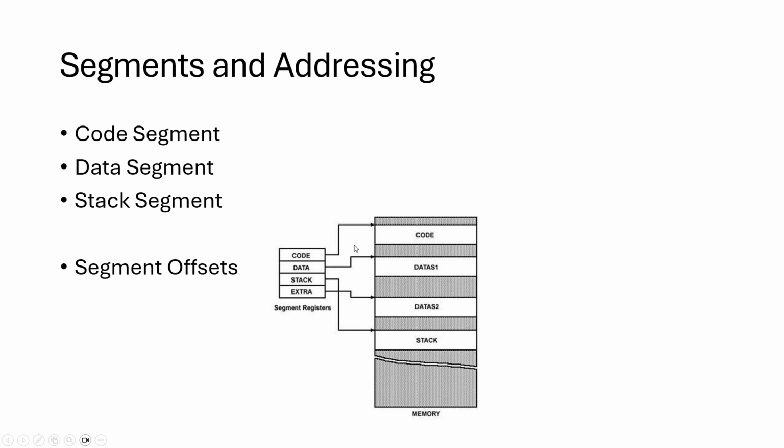As you can see in the diagram, this is how a typical program would look in the memory. And these values that you see here, code, data, stack, and extra, will be the addresses of the segments in the memory. Again, the addresses contained in these will depend upon what processor it is. It can either be an absolute address or a segment offset address.